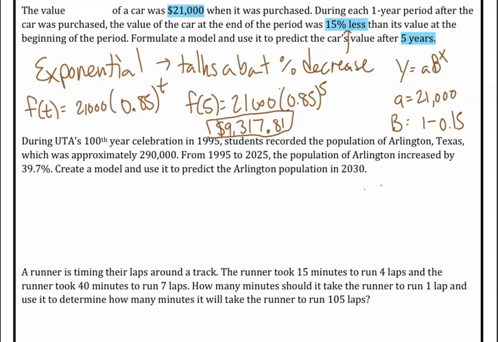During UTA's 100th year celebration in 1995, students recorded the population in Arlington, Texas, which was approximately 290,000. From 1995 to 2025, the population of Arlington increased by 39.7%. Create a model and use it to predict the Arlington population in 2030. This one is also exponential. It's talking about a rate of increase.